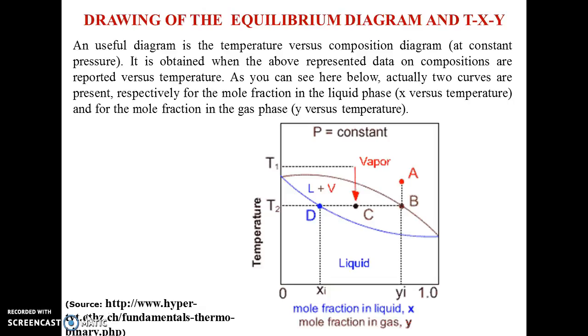After getting the data, draw the diagram between X, Y and temperature. That is, a useful diagram is the temperature versus composition diagram at constant pressure. It is obtained when the above represented data on the compositions are reported versus temperature.